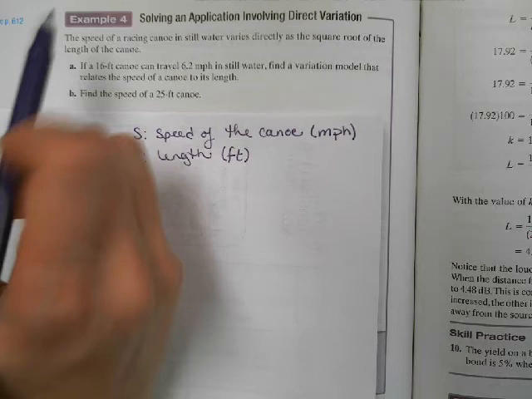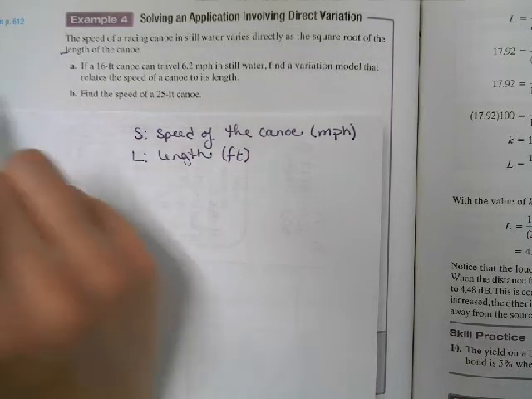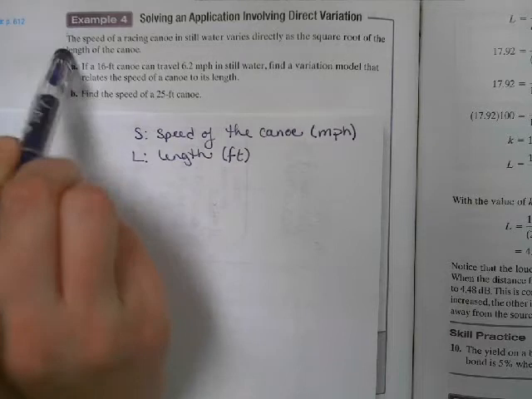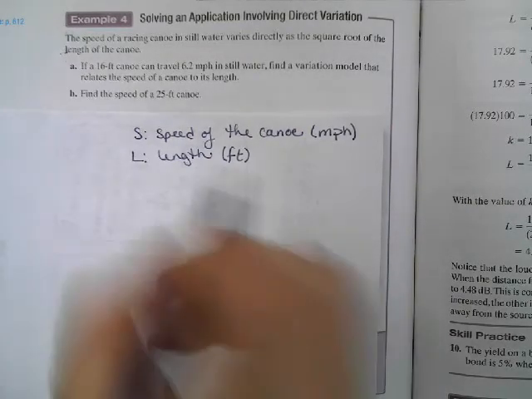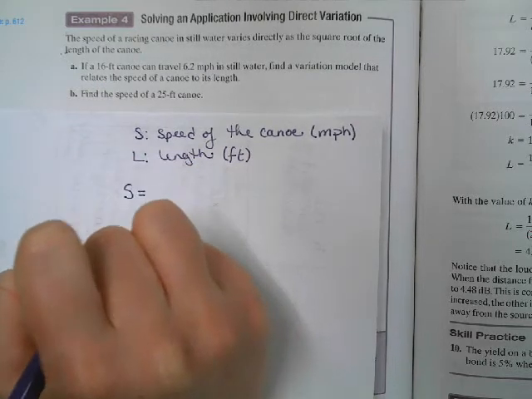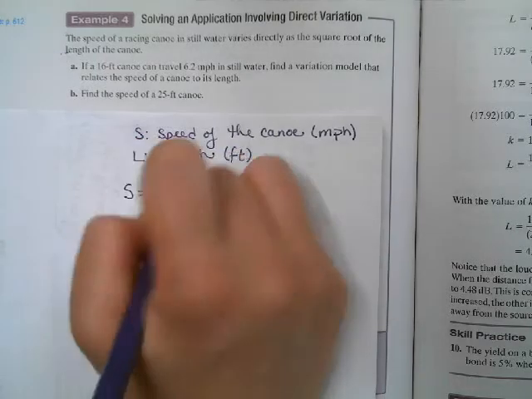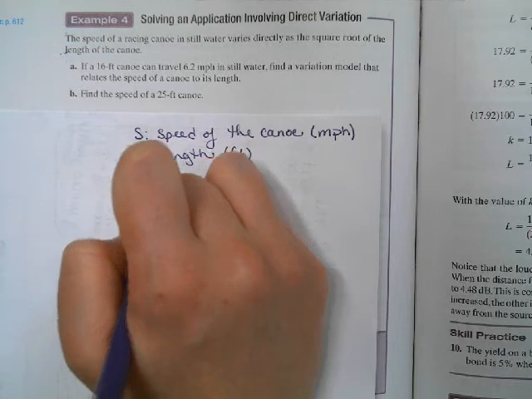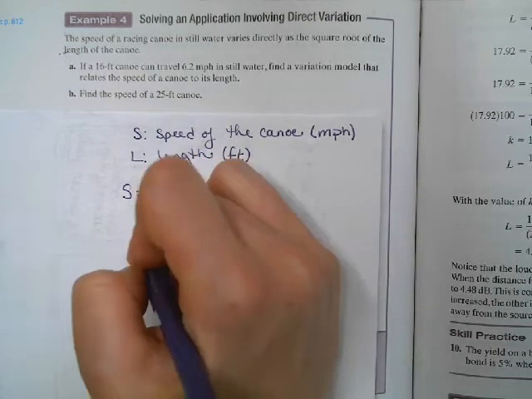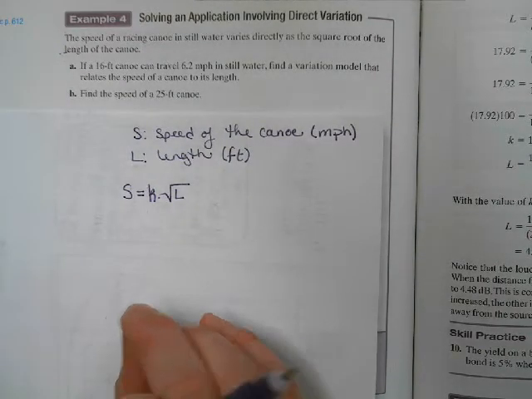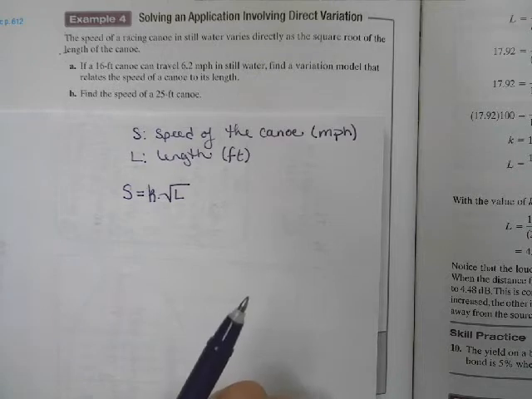Now let's continue to look at this very first sentence here. It says, the speed of a racing canoe in still water varies directly as the square root of the length of the canoe. So what this helps us do is to write the equation for the model. We know that speed is my dependent variable. It depends on the square root of the length. Now there's some constant, so it's not just take the square root of the length and that's your speed. There's some constant involved. I need to multiply the square root of my length by a number, and then I'll get out speed.